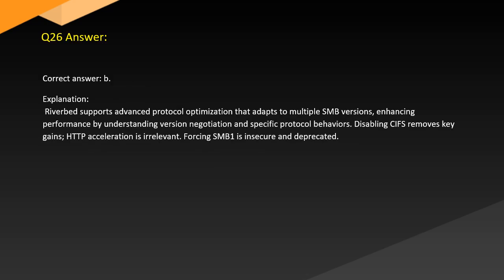Answer. Correct answer: B. Explanation. Riverbed supports advanced protocol optimization that adapts to multiple SMB versions, enhancing performance by understanding version negotiation and specific protocol behaviors. Disabling CIFS removes key gains. HTTP acceleration is irrelevant. Forcing SMB 1 is insecure and deprecated.